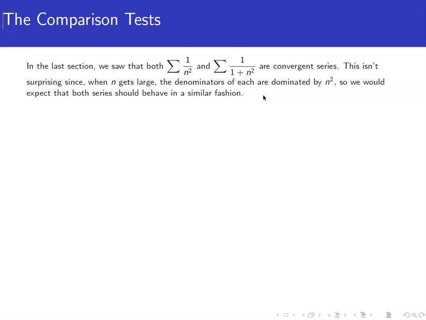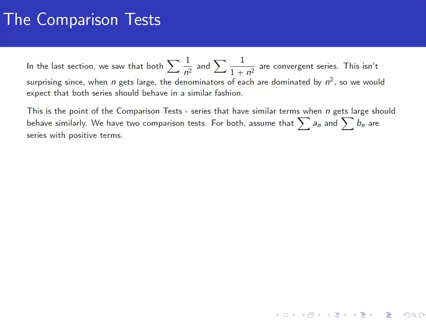So both of those series converge, and I don't think it's horribly surprising that both of these series did the same thing. They both converged, because if you look at the denominator in both of these series, as n gets really, really big, there's not a lot of difference between dividing by, say, 1,000,000 versus 1,000,001. These terms are essentially the same when n gets large. They both look like n squared as far as the denominator goes. So it makes sense that they both should behave in a similar fashion.